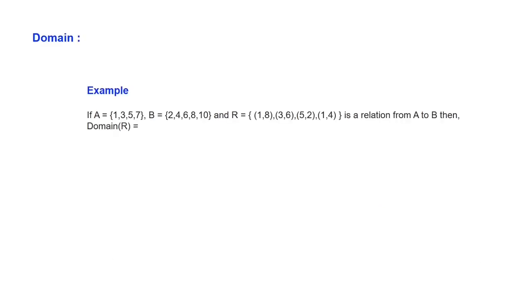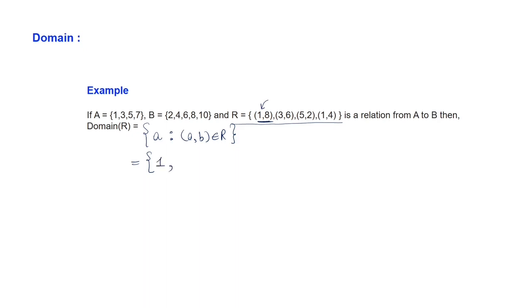Now, what is domain? Let us understand the concept of domain with the help of an example. Here I have a set A and set B. A relation from A to B is given to me. Now, domain is the collection of the first element of the ordered pair which belongs to the relation. For now, I have the ordered pair 1, 8 in this relation. So, the first element of this ordered pair is 1. So, it will get into the domain.